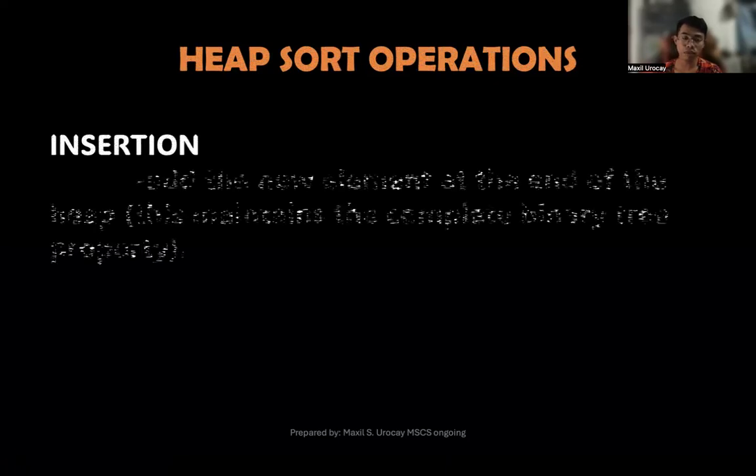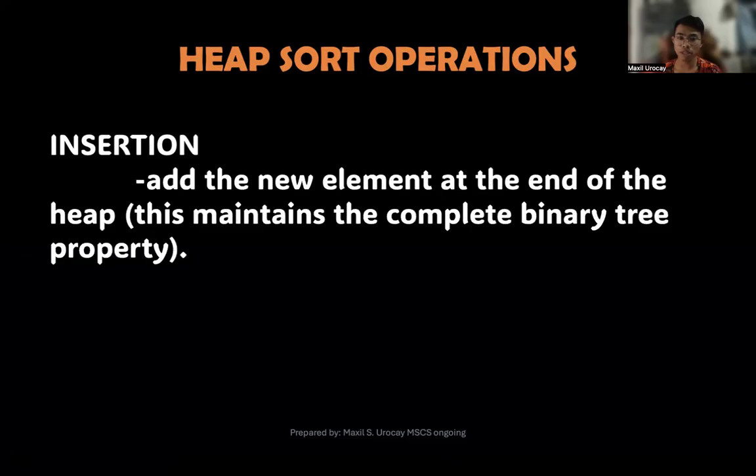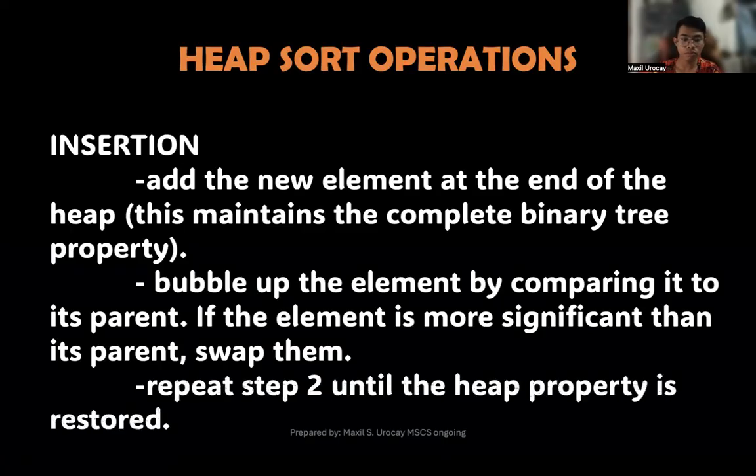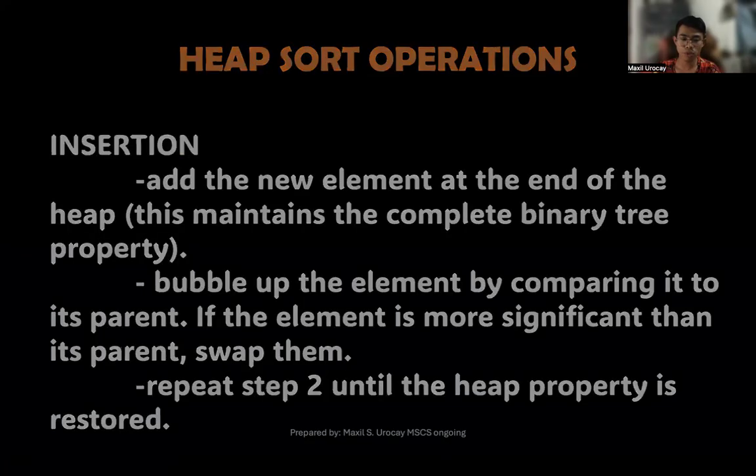Now, for the insertion, add a new element. That will be the operations for the heap sort. Add new element at the end of the heap that maintains the complete binary property. Bubble up. When you say bubble up, you will have to swap that into the upper element by comparing it to its parent. If the element is more significant than its parent, then swap them. And afterwards, repeat that step until the heap property is restored.